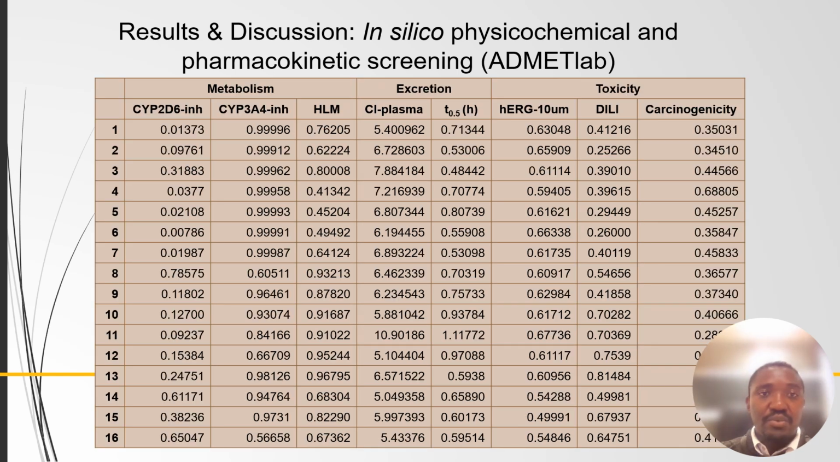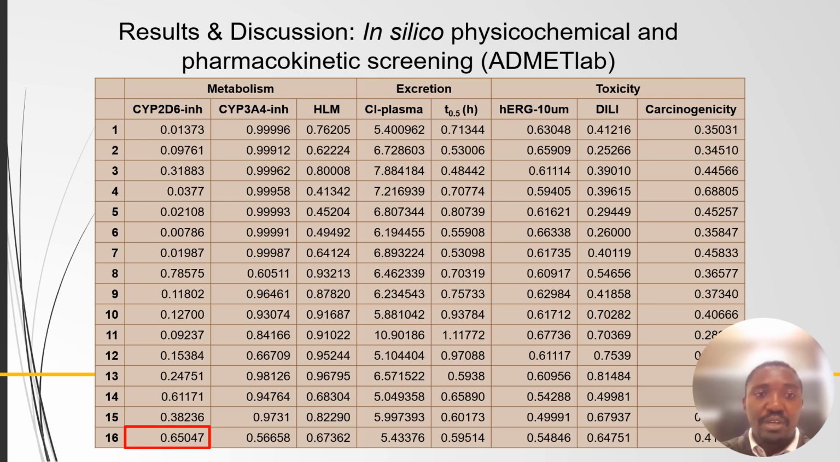And then the other aspect that we looked at is the metabolism, excretion, and toxicity. In this case, in terms of the CYP enzymes inhibition, these enzymes, the CYP2D6 and the 3A4, are found in the liver, and they are responsible for metabolizing the drug candidate during the phase 1 metabolism. And in terms of the 2D6, only compound number 16 was able to inhibit it, while for the 3A4, all our compounds are able to inhibit those enzymes.